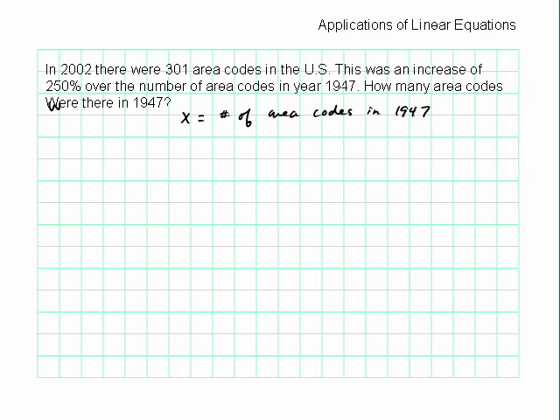Now there's 301. It says that it increased 250%, 250% of the number of area codes in 1947. So if I want to increase a number by a percentage, I take that number x and multiply it by that percentage as a decimal. 250% as a decimal: you take the decimal point and move it 2 over. So this is actually 2.5 as a decimal. The increase is 2.5x. In other words, an increase of 250% means you take the original amount x and multiply it by 2.5 times itself.